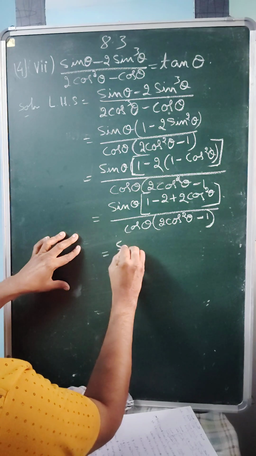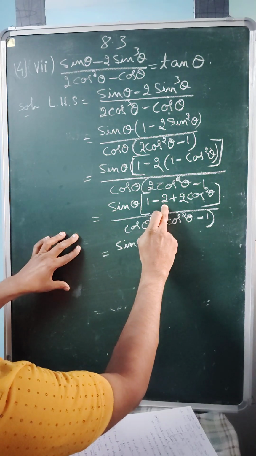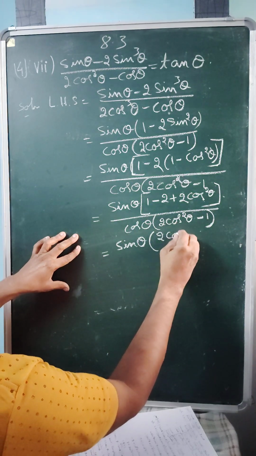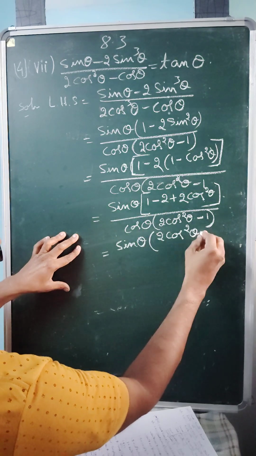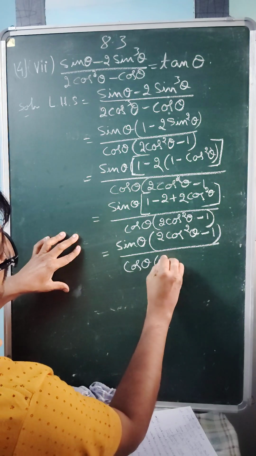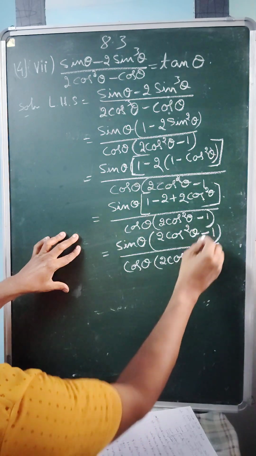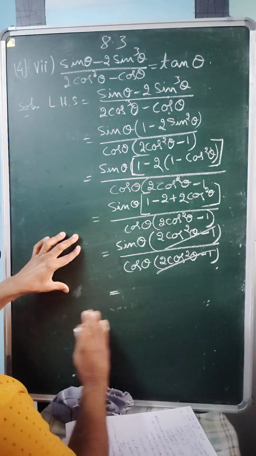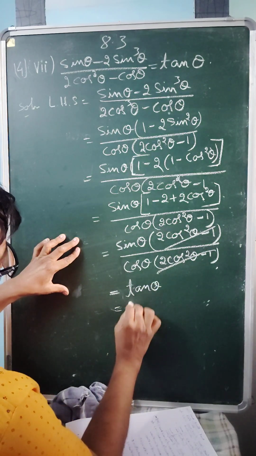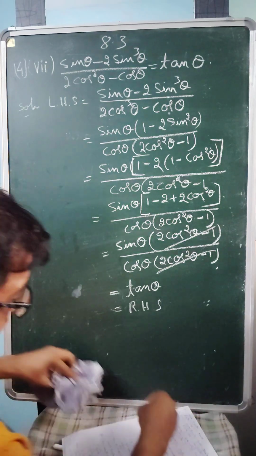Here sin theta as it is. 1 minus 2 is equal to minus 1. Instead of writing minus 1 first, I will write (2 cos square theta minus 1) whole divided by cos theta into (2 cos square theta minus 1). These two get cancelled. Sin theta divided by cos theta is equal to tan theta, which is the RHS. This is the required answer for this question.